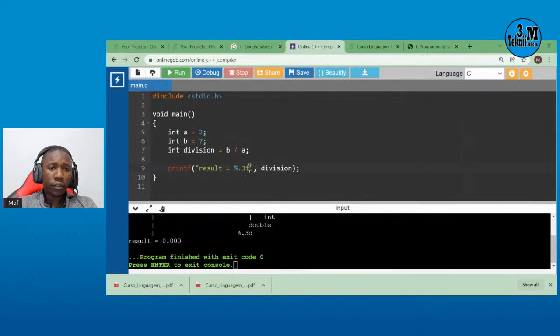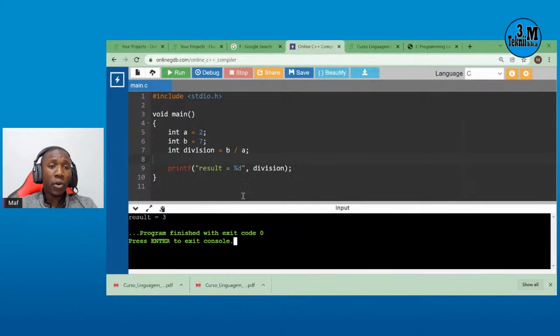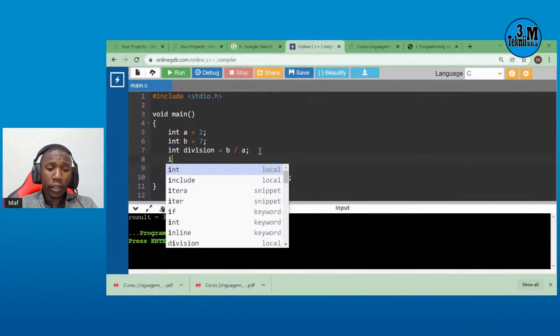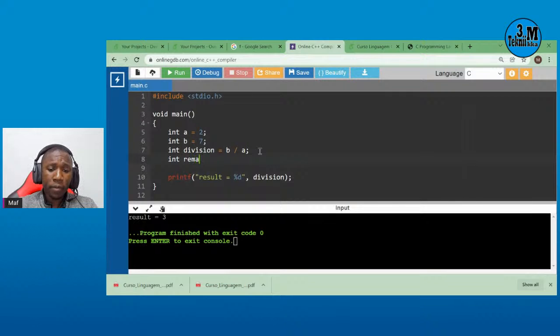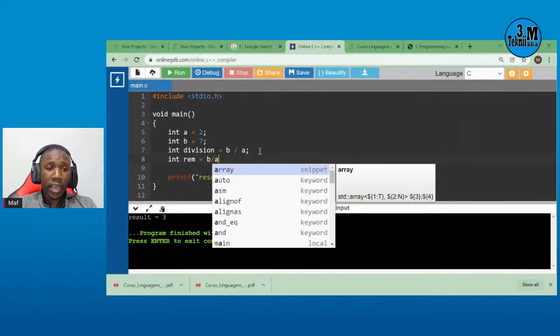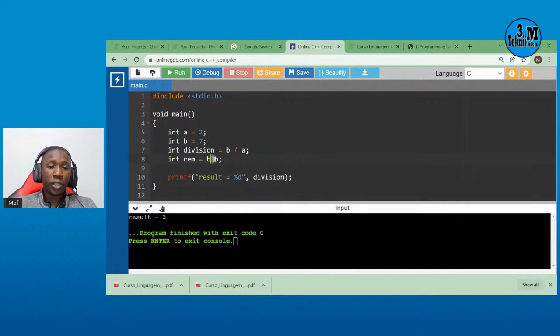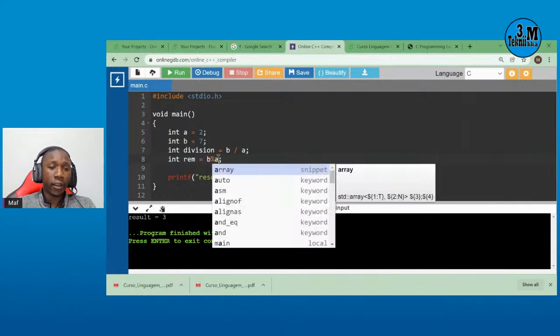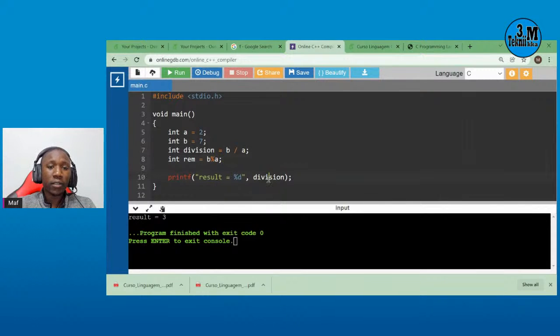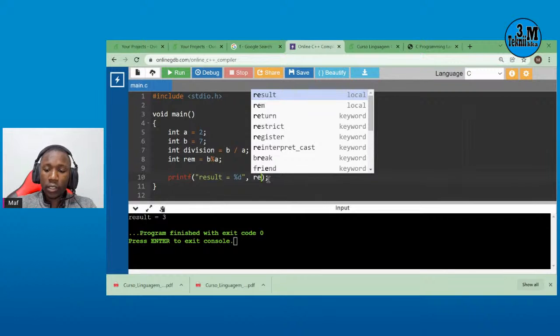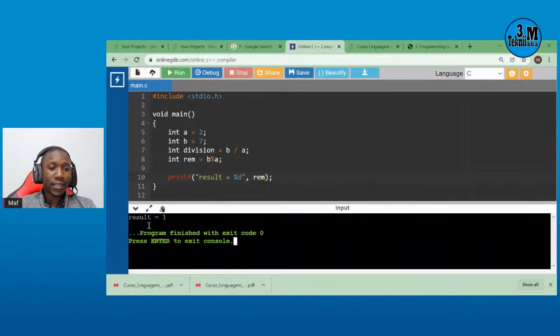Oh, I'm so sorry. I have to put here an int. And now we have 3, but we have a remainder. Let's see the remainder. Int the remainder. Let's call it rem. And we have b divided by a, not this, but this, divided by a. This operator is the modulo operator, which means give me the rest of the integer division between b and a. Okay, the rest of the division, this is the rem, the remainder is 1.